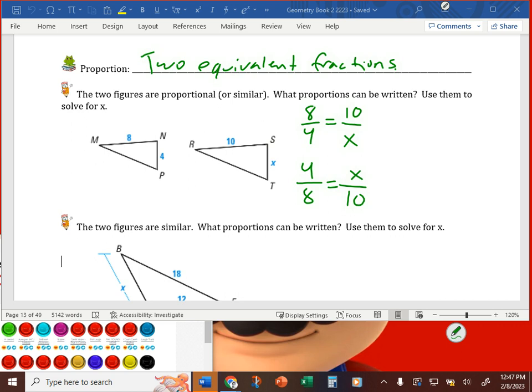Yeah, right. Isn't there more? Go for it. What else you got? 4 over x equals 8 over 10. Okay. 4 over x equals 8 over 10.